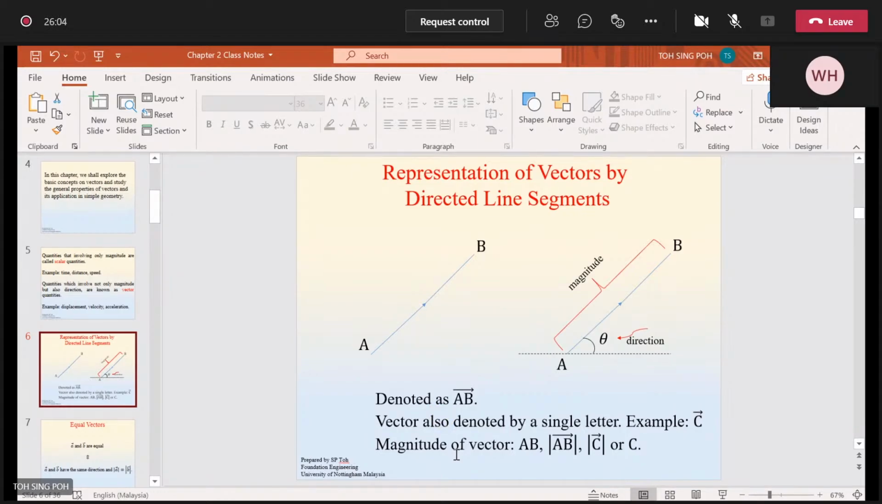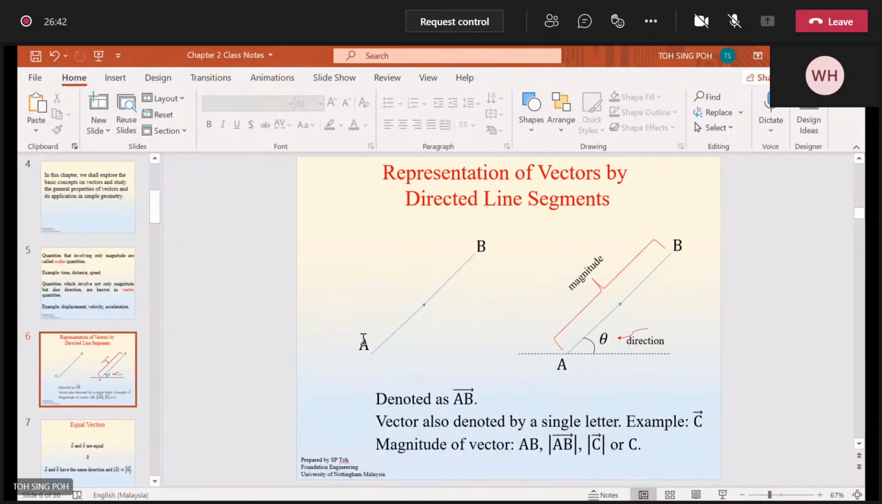One of the ways is what we call the graphical method. In mechanics, the more efficient and convenient way is not to represent vectors using the graphical method. It is using the analytical method, where you use the symbols i, j, and k, the concept of the unit vector. But now we use the graphical method. How do we represent a vector by the graphical method?